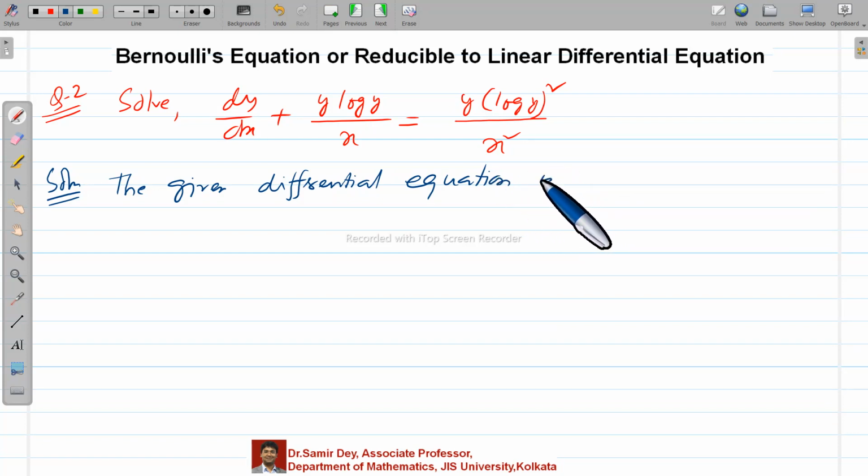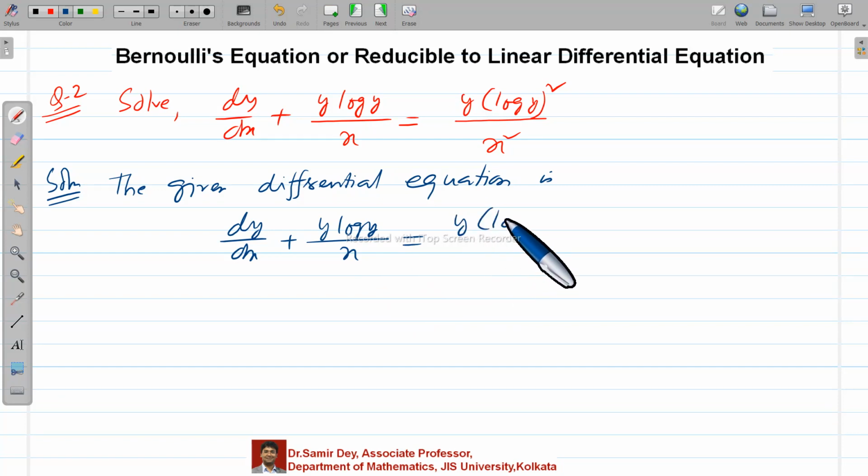The given differential equation is: dy/dx plus y log y by x is equal to (y log y) whole square by x square. Correct. Now, anyone please tell me what will be the next step, if you know from the previous video.